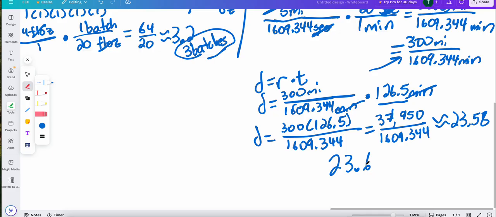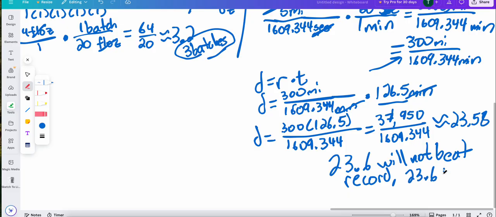So they want to know if they would beat the record. Well, the record was running in this amount of time. They accomplished 26.2 miles. This guy only runs 23.6, so he will not beat the record. And the reason would be because 23.6 is less than the 26.2 miles.